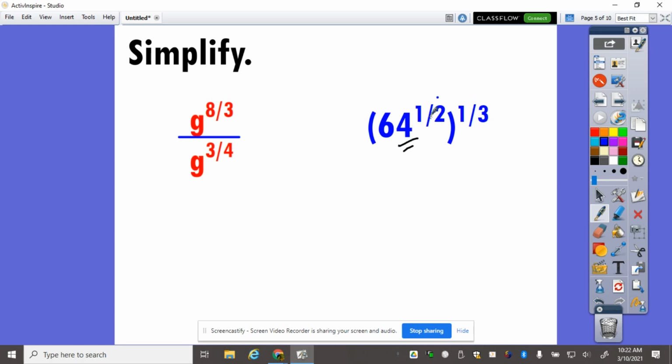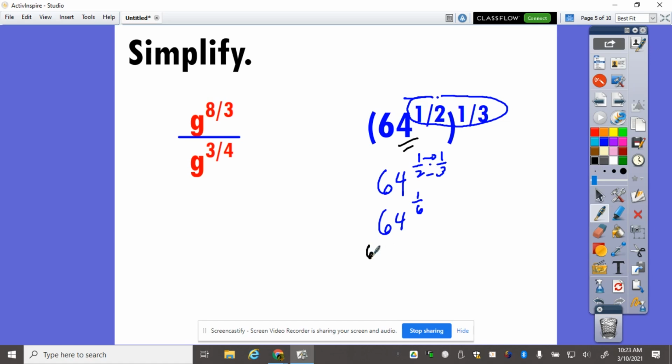First, what is 1/2 times 1/3? So remember, when you're multiplying, you just multiply straight across. 1 times 1 is 1. 2 times 3 is 6.